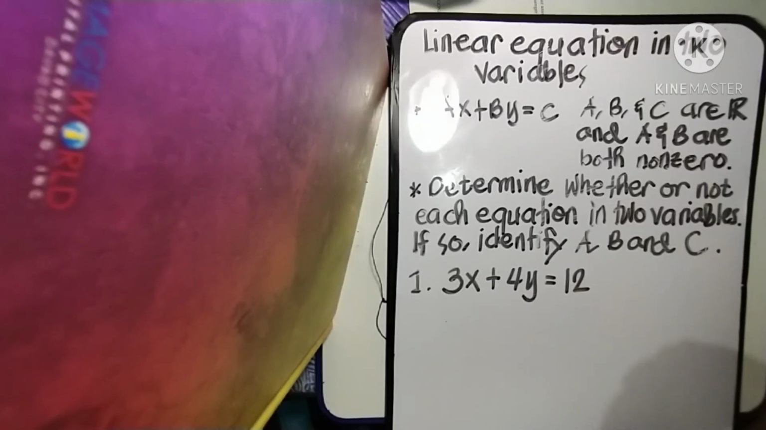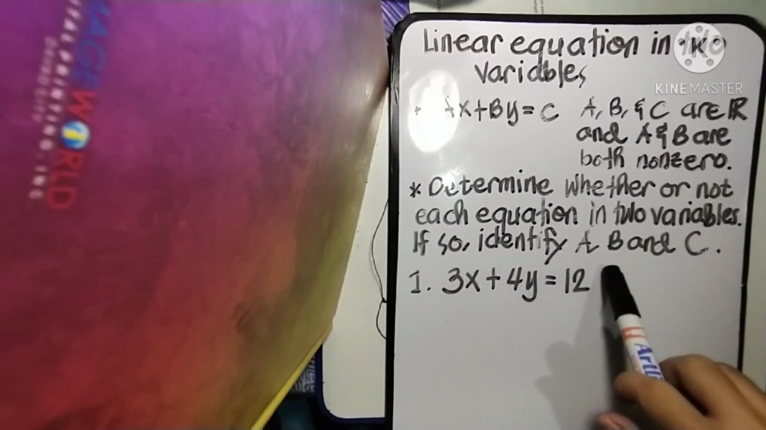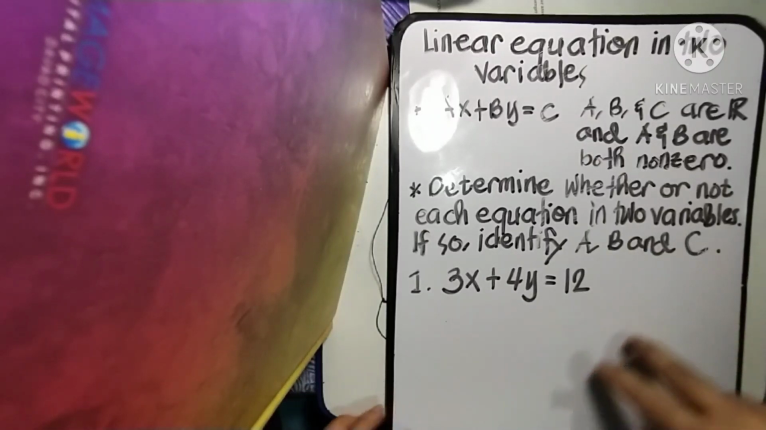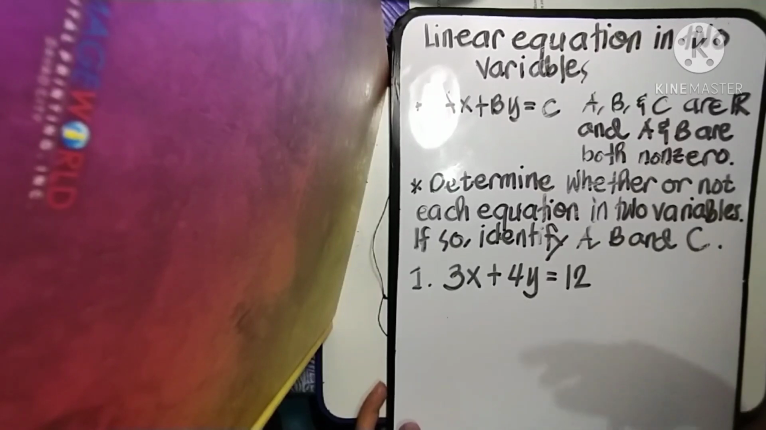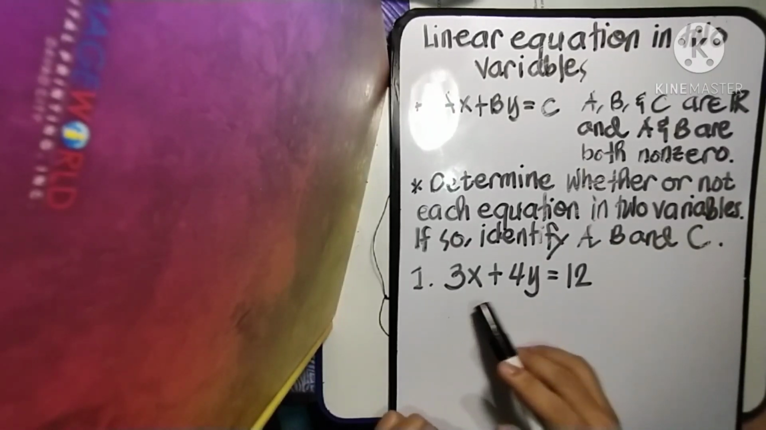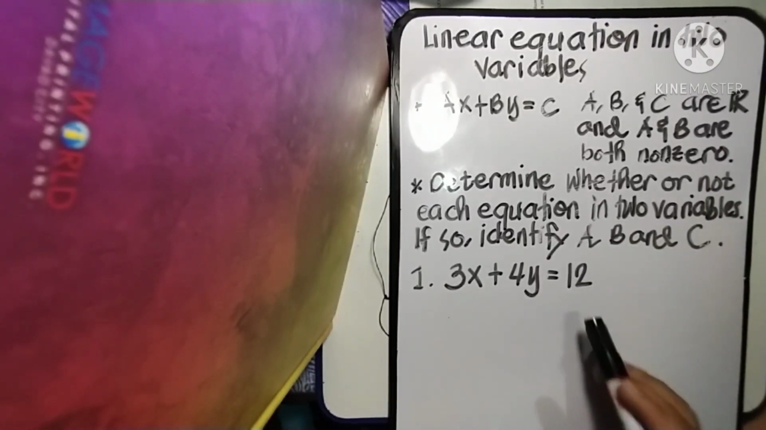Okay, so let us start with, so determine whether or not each equation is a linear equation in two variables. If so, identify A, B, and C. So atong i-determine if the given equation is a linear equation in two variables or dili ba siya. Okay, so let us start with example number 1. So 3x plus 4y is equal to 12.